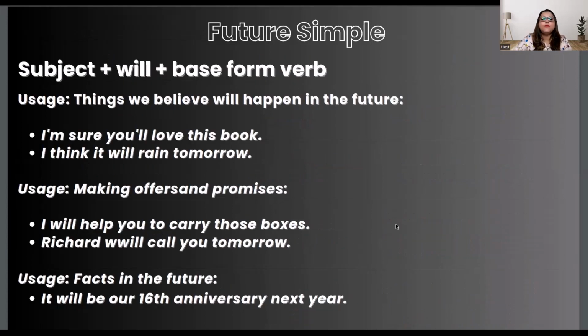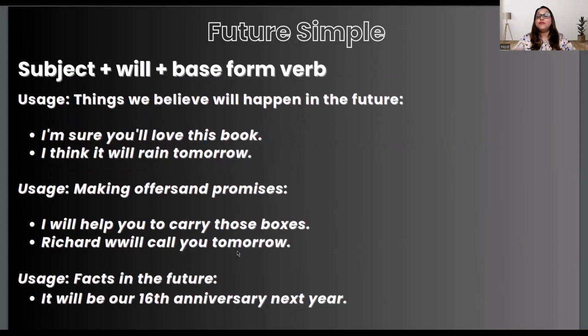Okay, and then future simple. So things we believe will happen in the future, and the sentence structure is quite simple. Subject, will, verb, that's it. Okay, so I'm sure you'll love this book. I think it will rain tomorrow. And making offers and promises. I will help you to carry those boxes. Richard will call you tomorrow. My bad, 2 W's.